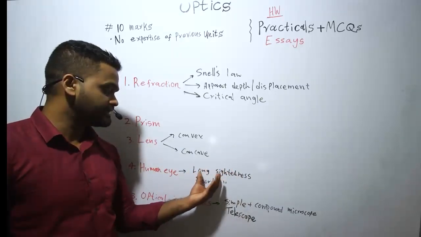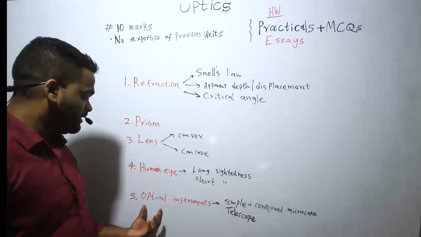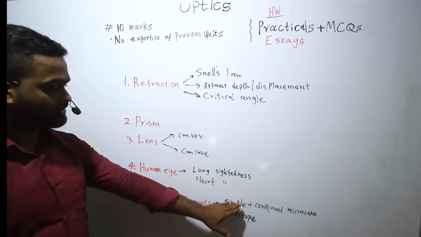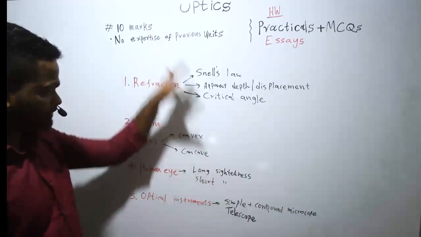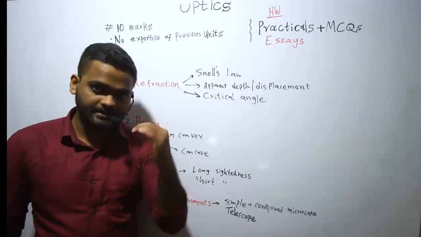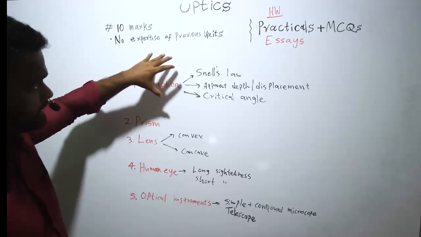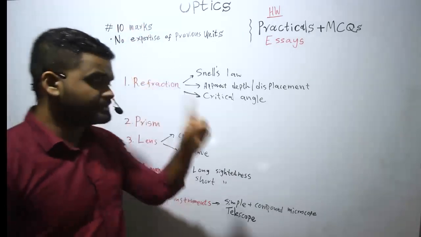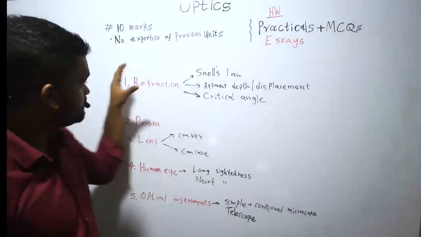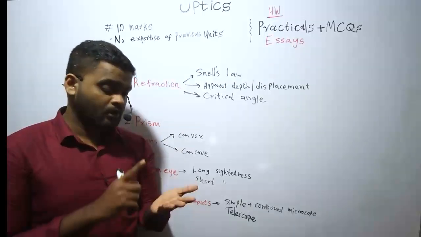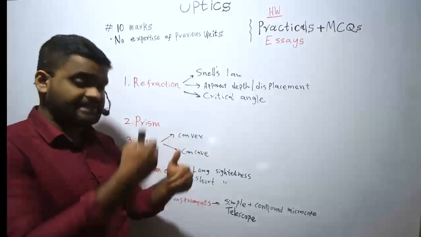There are two main eye defects, long-sightedness and short-sightedness. Then optical instruments. There we have to talk about the simple microscope, compound microscope and telescope. Those are all the main topics that we have to discuss under this part. So this is what we are going to do. Let's say within the first week, first day, I'm going to cover everything regarding refraction, all the theories, and I'll be doing some of the questions in order to explain that theory better.